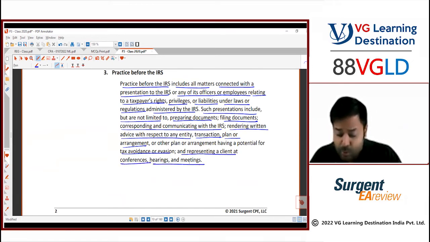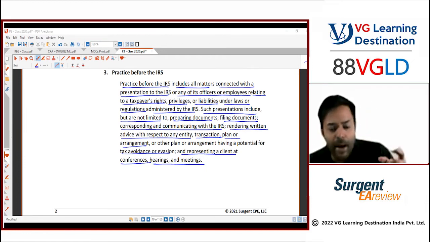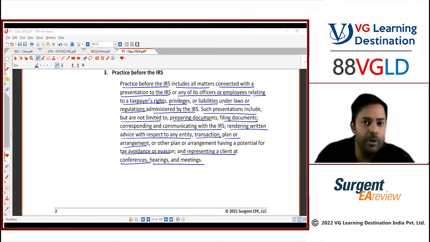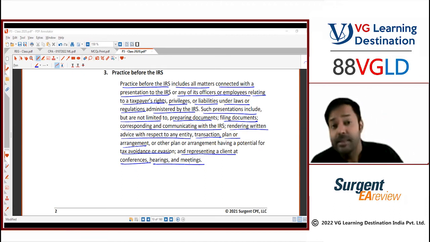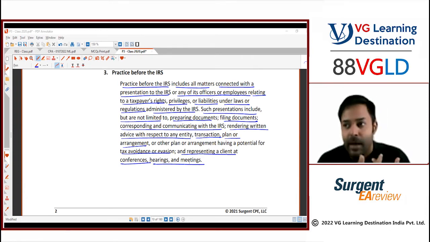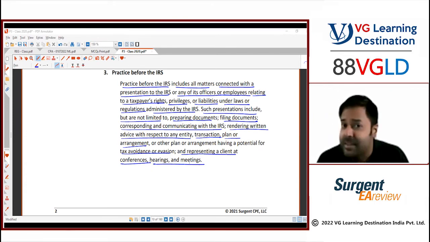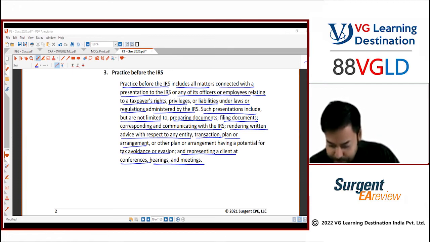In that, are we supposed to learn this? No, we are not necessarily. It's just the broad idea of what, as an EA, you are going to do. Obviously you're going to represent your client in front of the IRS. In case the IRS asks for any information, you're going to discuss that, appear in front of the IRS and furnish that information. All of it is part of how you practice before the IRS.